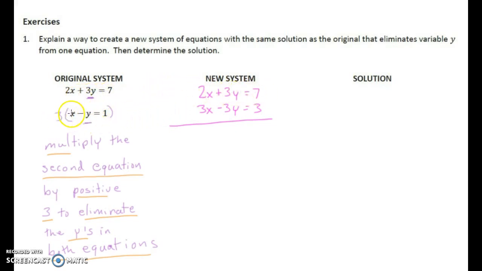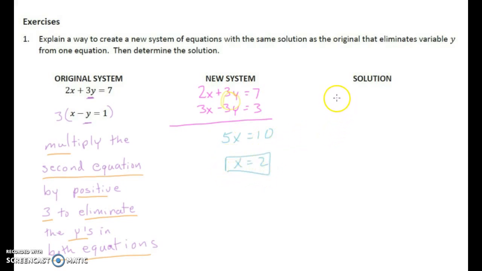I've distributed the 3 to the x, the y, and the 1, and I'm ready to go. So what I see is I've got a zero pair here, which makes me very happy, and my leftovers are 2x plus 3x, 5x equals 10. That means x equals 2. 5 times 2 is 10, or divide both sides by 5, I'm going to get x equals 2. It's a very nice feeling.